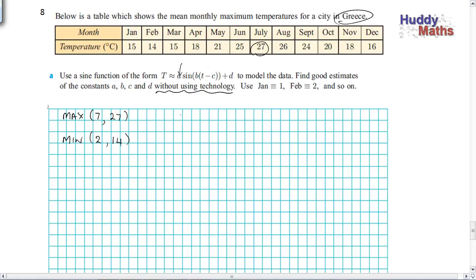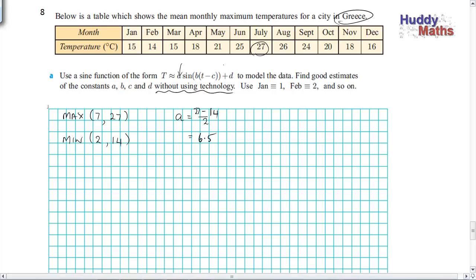So the amplitude is what? Well, the gap between max and min divided by 2, isn't it? 7 take 2, okay, over, oh, hang on, I put the wrong numbers in here. 27, the y values, mate. The y values, 27 take 14 over 2, which if you do it on a calculator, is 6.5.